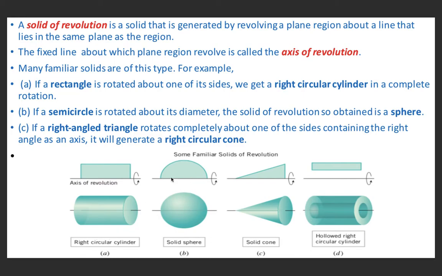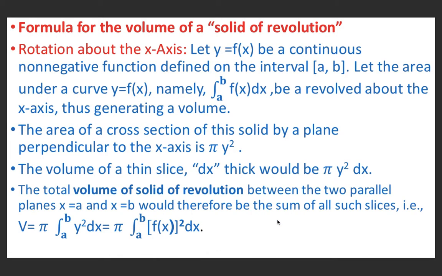If a semicircle is rotated about its diameter, the solid of revolution so obtained is a sphere. This is the semicircle rotated about this diameter. The result is this sphere. If a right angle triangle rotates completely about one of the sides containing the right angle as an axis, it will generate a right circular cone. This is the right angle triangle and this is the cone. Once a solid of revolution is generated, as discussed, one may like to calculate its volume.